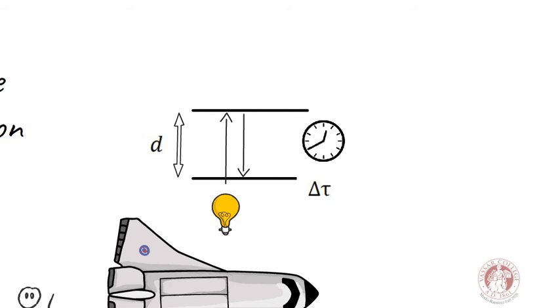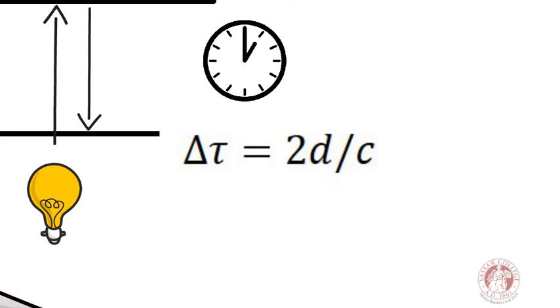As light travels at a constant speed c, the complete cycle will represent 2 times the distance d. It is important to note that delta tau is measured in an inertial reference frame, and the experiment happened at the same place. We call delta tau the proper time.